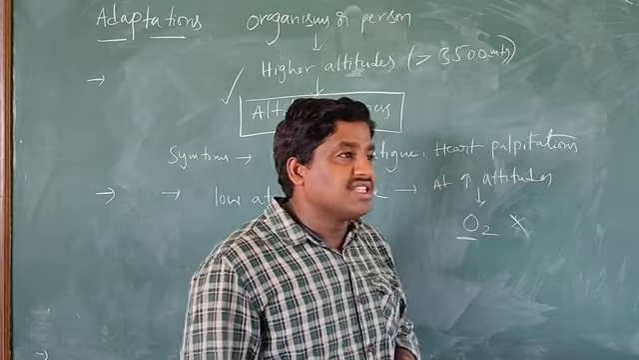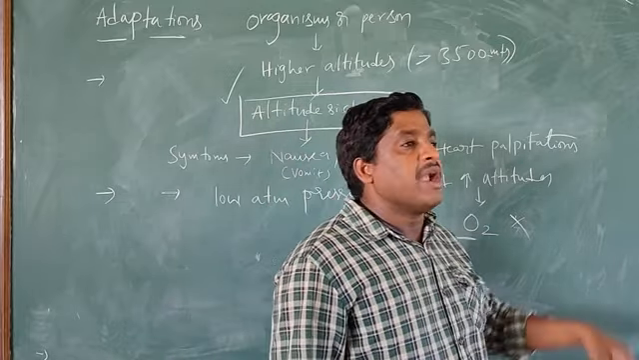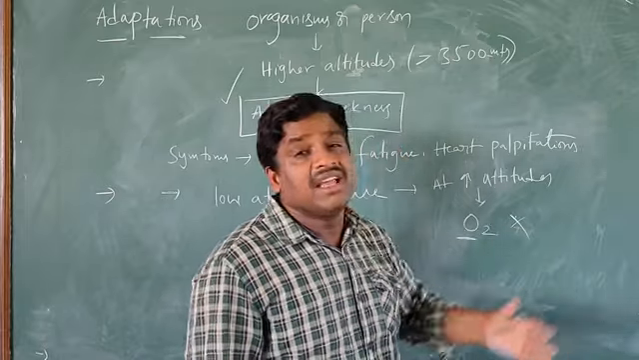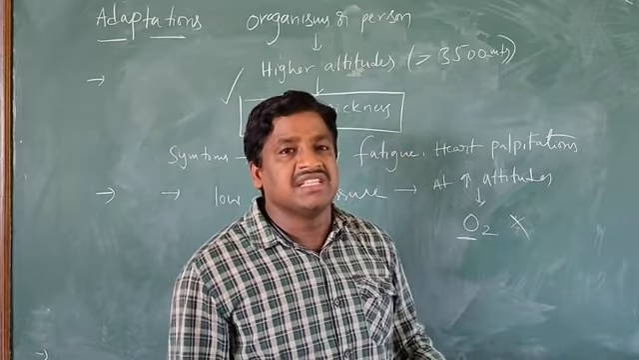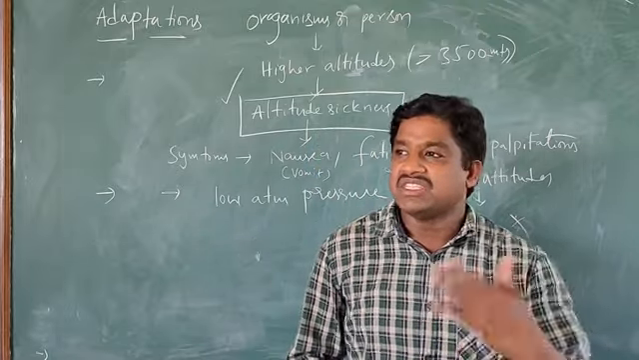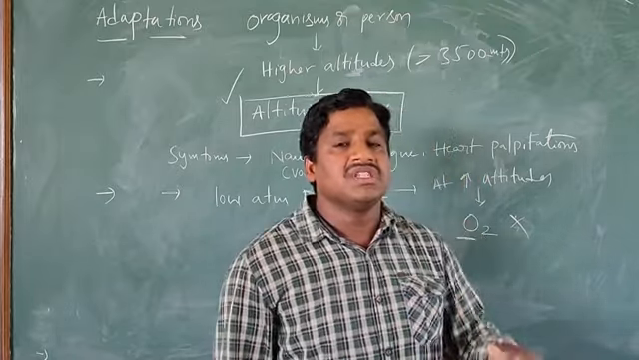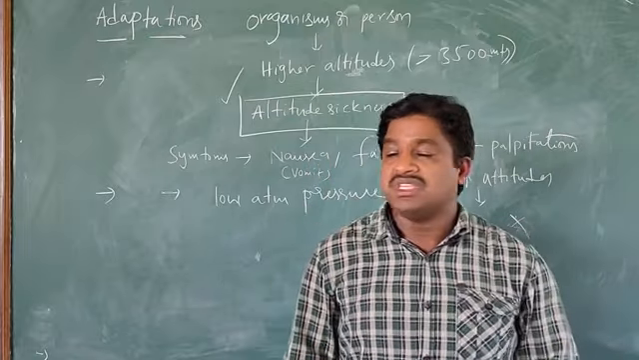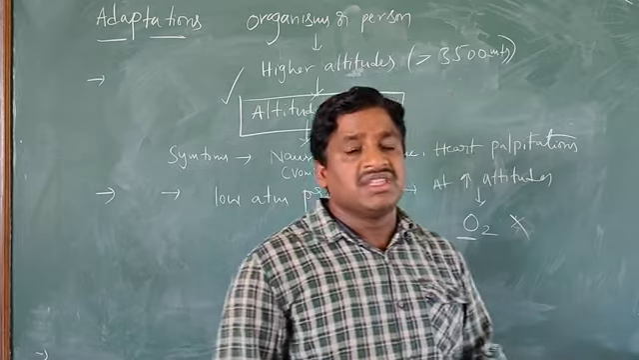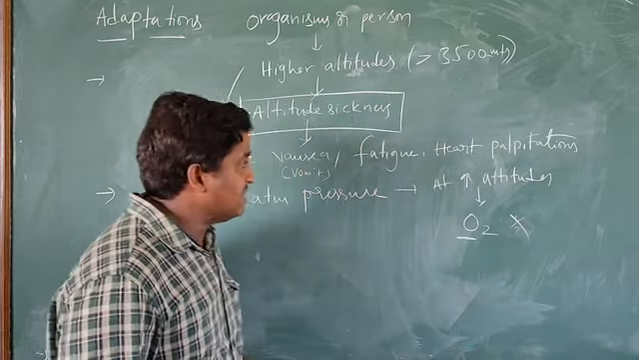Some organisms live in particular different areas, like deserts and so on. As a result of behavioral changes, they move towards the shaded area. So this is one of the adaptations. These are the adaptations of different organisms.